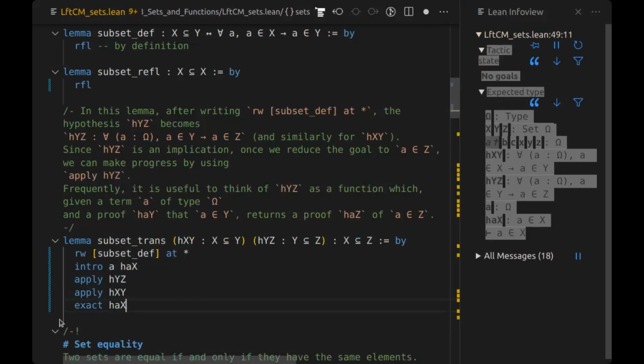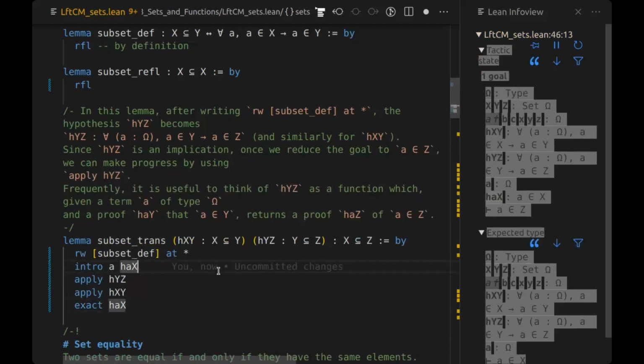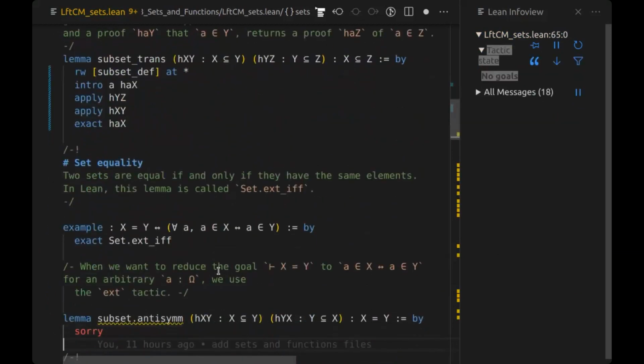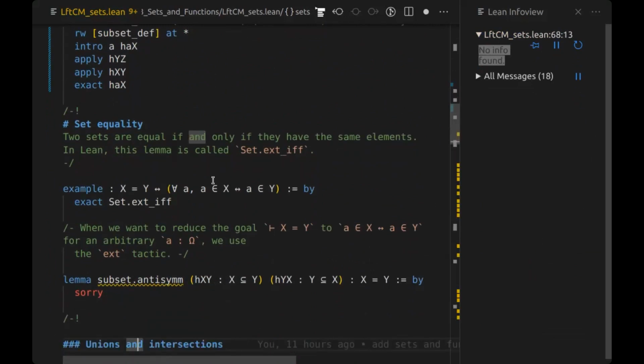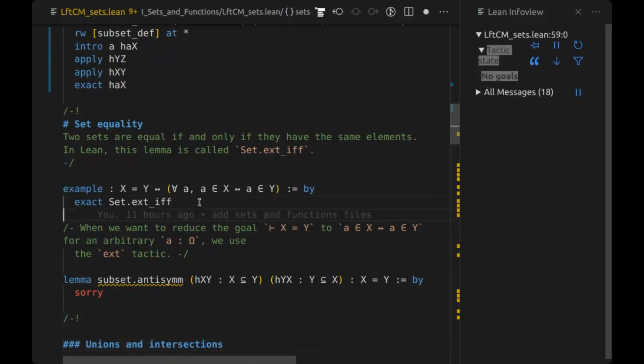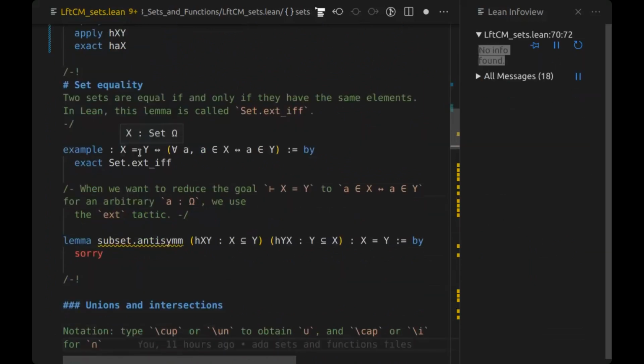Okay. So we have talked about subsets. We can also talk about when two sets are equal. And two sets are equal exactly when they have the same elements, right? And in Lean, we have that as a lemma. This lemma is called Set.ext_iff. Ext is short for extensionality, which is exactly this axiom here. So whenever we have a goal of the form X equals Y that we want to prove, we can just rewrite with Set.ext_iff to get this equivalence.